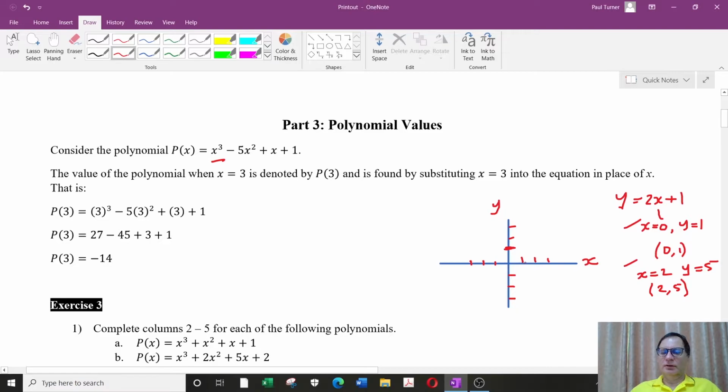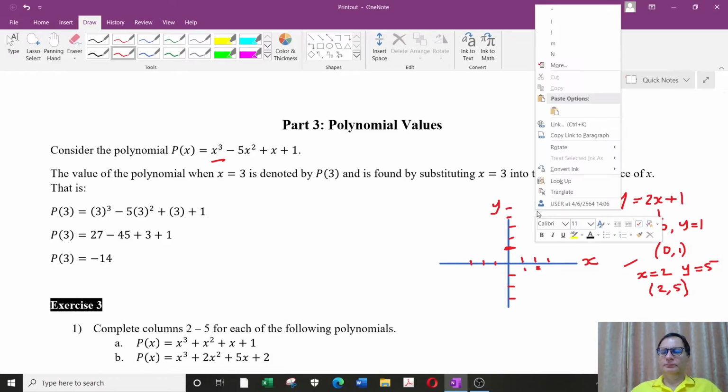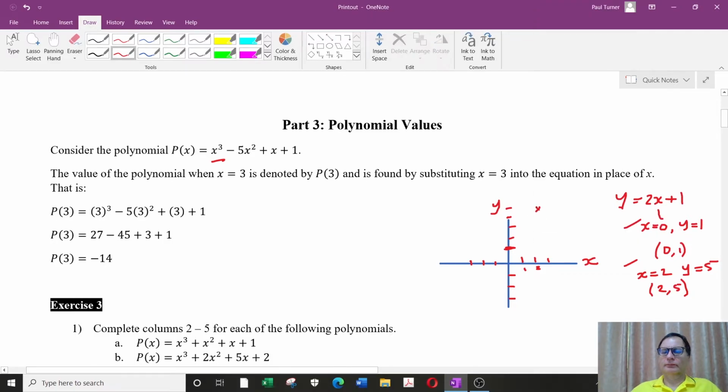So this would be the point, x is 2, and y is 5. 1, 2, 3, 4, 5. So about here. So this is the point 2, 5. This is the point 0, 1. I usually put them in brackets, and then we can draw the straight line down through there. So that's the line y equals 2x plus 1. We're going to do more on straight lines later, but this is just an introduction.